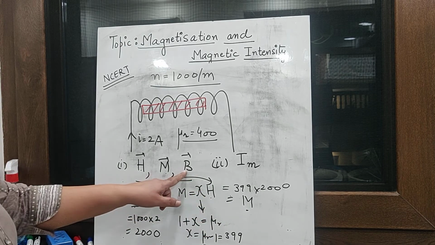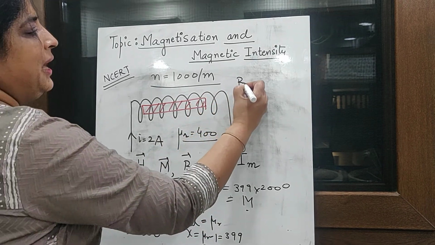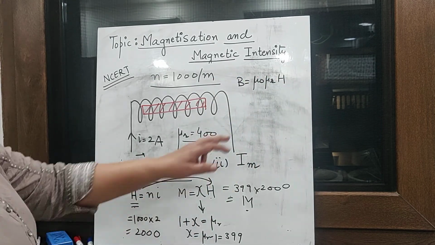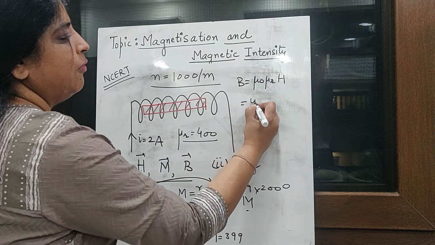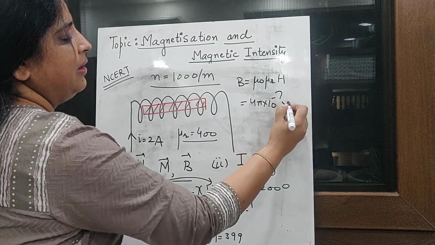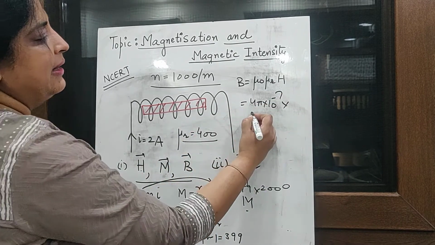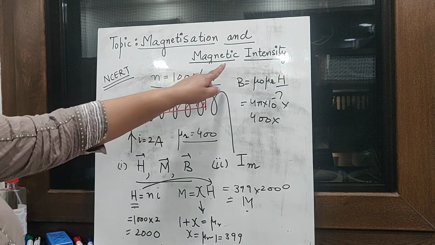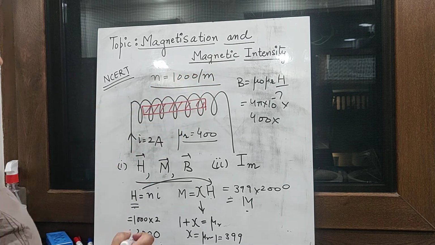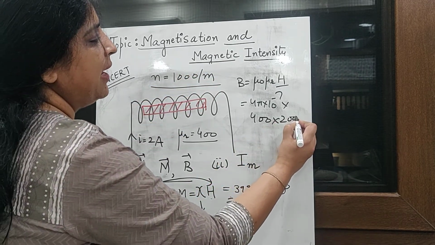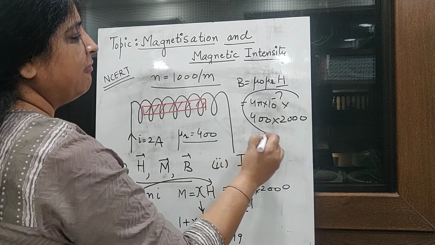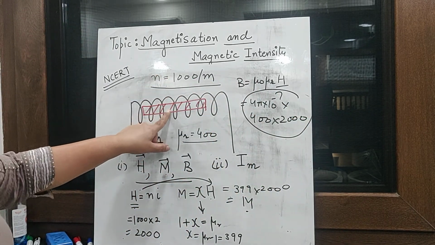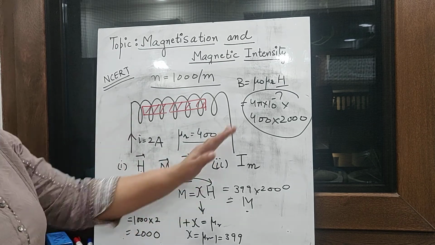After M, you have to find out how much is B. Now B, you know, is mu naught into mu r into H. So mu naught we all know is 4 pi into 10 to the power minus 7. Mu r is 400, it is given to us, and H is the magnetic intensity, and the value is 2000, so you will multiply it by 2000. So this will be the value of the magnetic field inside the solenoid because of the presence of this factor. So this is very simple to do.